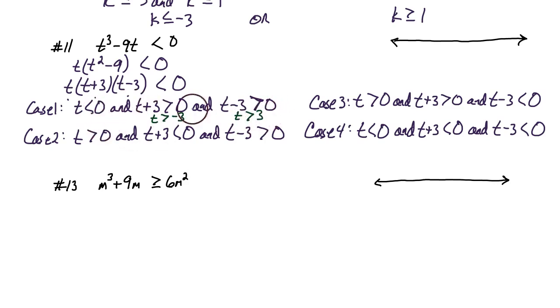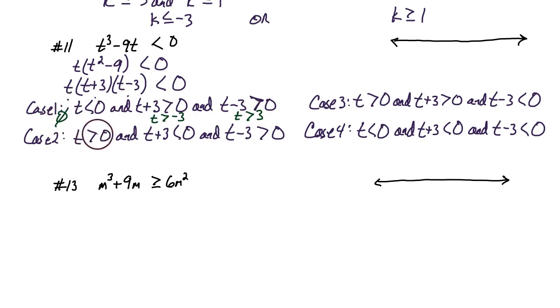Let's think of all three statements together. T is a number that's less than 0, and at the same time it's got to be greater than negative 3, and at the same time it's got to be greater than positive 3. Are there any numbers that are less than 0 and at the same time they're greater than positive 3? No, there's not. So case number 1 ends up as an empty set.